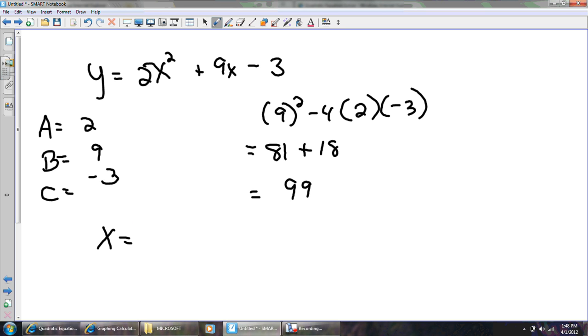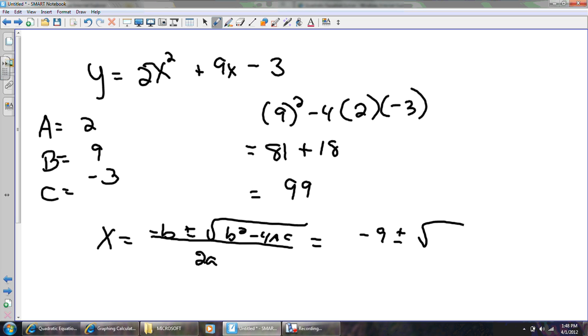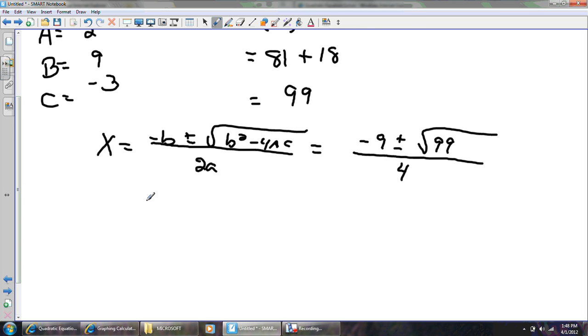I'm going to go to negative b plus or minus the square root of b squared minus 4ac, the whole thing over 2a. So that will look like this: negative 9 plus or minus the square root of 99, and then I will divide by 4. How did I get 4? 2 times 2 is 4. Okay, now it's okay to go to the calculator and get some approximate values here.